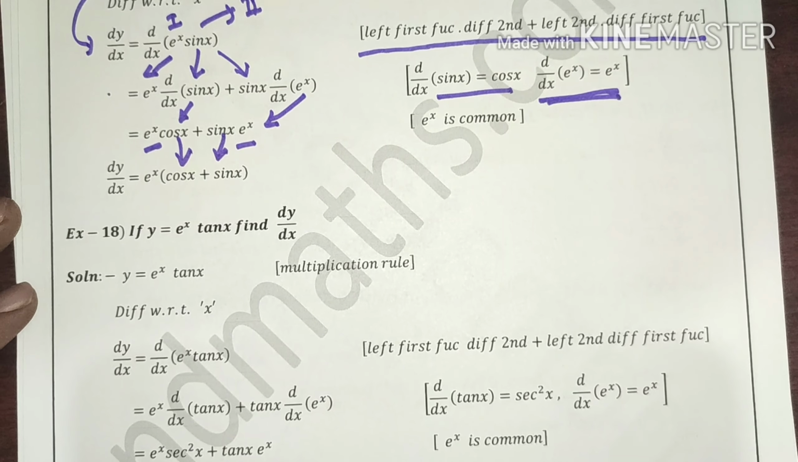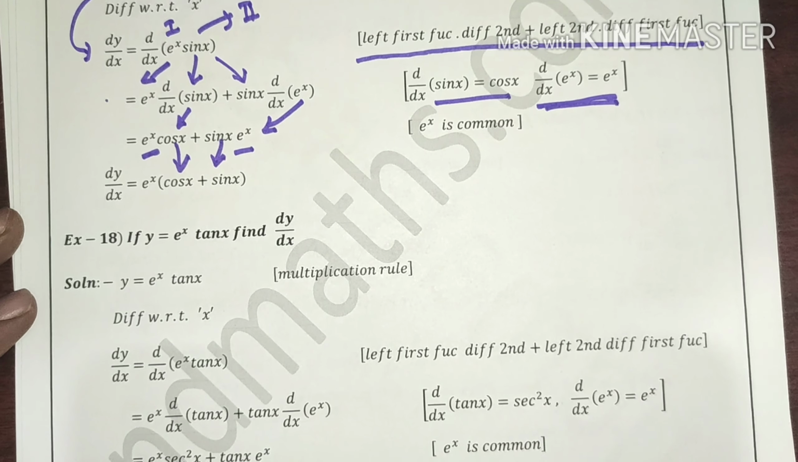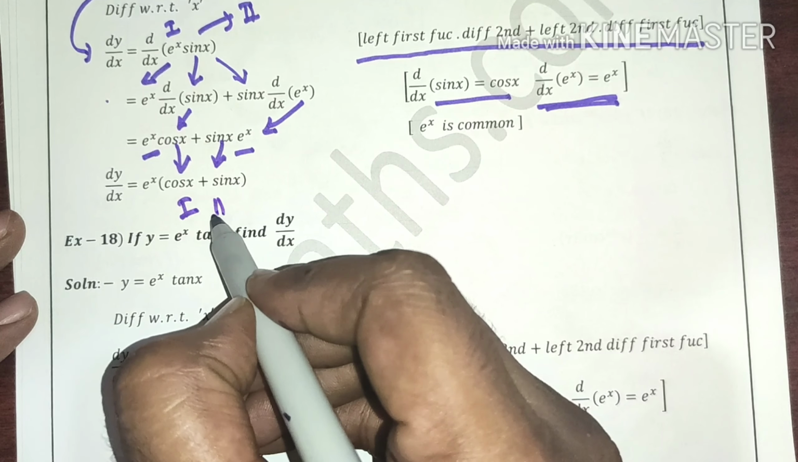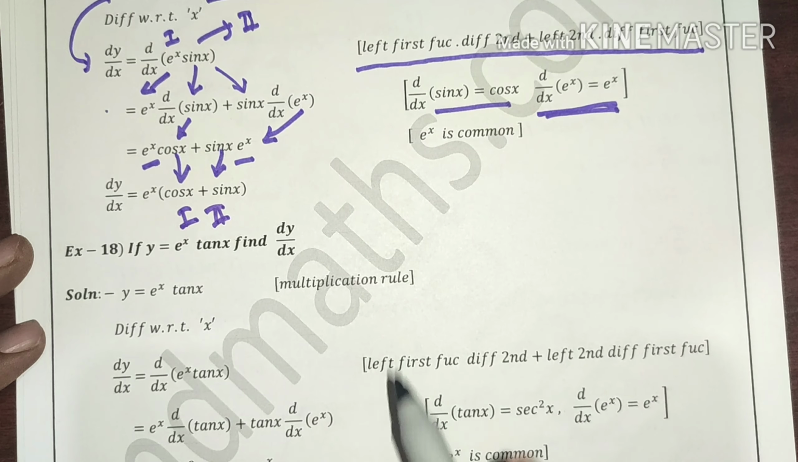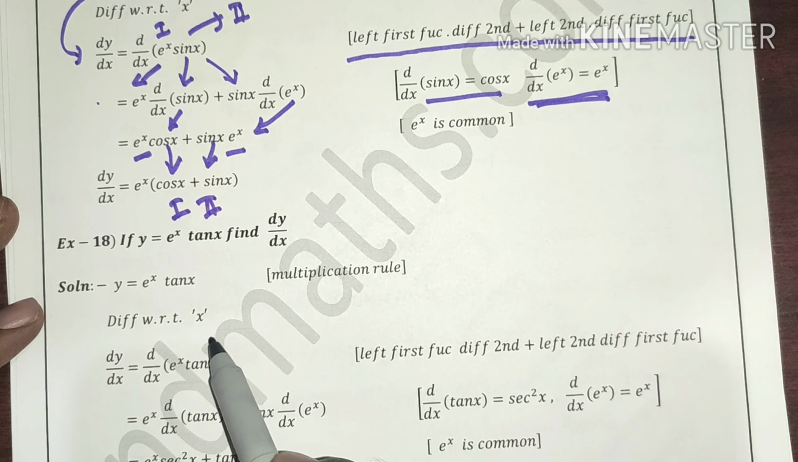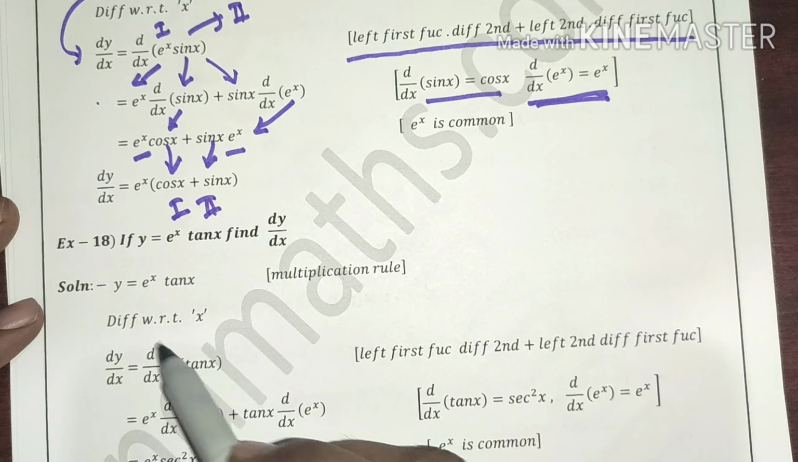See example number 18. If y equals e raised to x tan x, then e raised to x is the first function and tan x is the second function. Find dy by dx. We use the multiplication rule here. Differentiate with respect to x. Take d by dx on both sides.